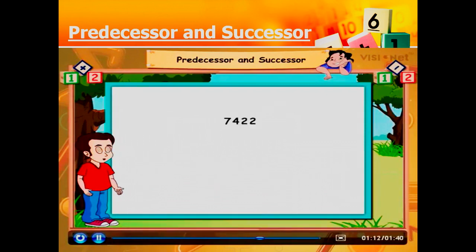Let us take a number 7422. Predecessor of 7422 is equal to 7422 minus 1, or 7421, and successor of 7422 is equal to 7422 plus 1, or 7423.